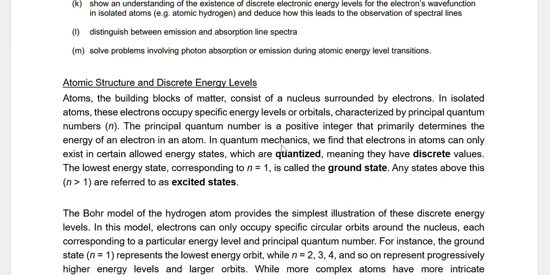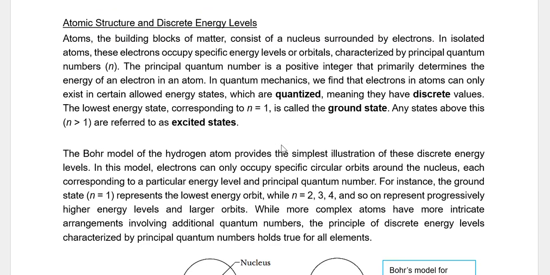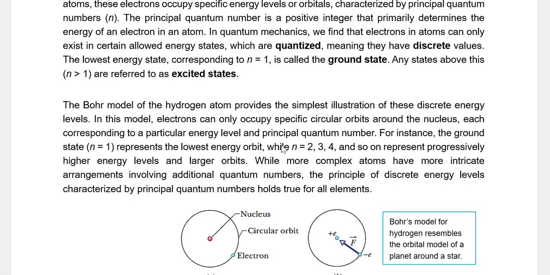In quantum mechanics, we find that electrons in atoms can only exist at certain allowed energy states, which are quantized, meaning they have discrete values. The lowest energy state, n equals 1, is called the ground state. Any states above this are called excited states. The Bohr model of the atom provides the simplest illustration of the discrete energy levels. In this model, electrons can only occupy specific circular orbits around the nucleus. Each corresponds to a particular energy level and principal quantum number. For example, the state n equals 1 represents the lowest energy orbit, while 2, 3, 4, and so on progressively represent higher energy levels and larger orbits.